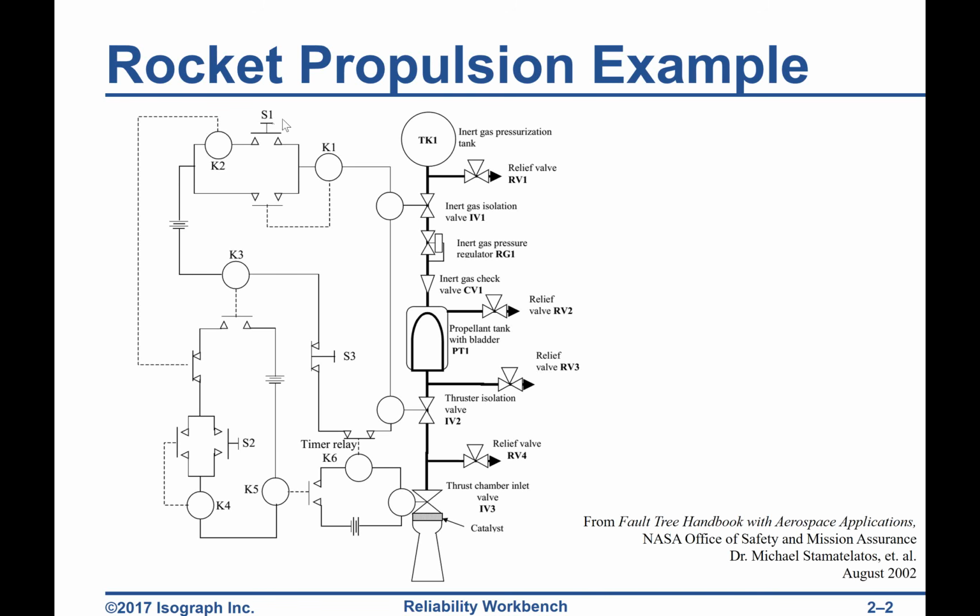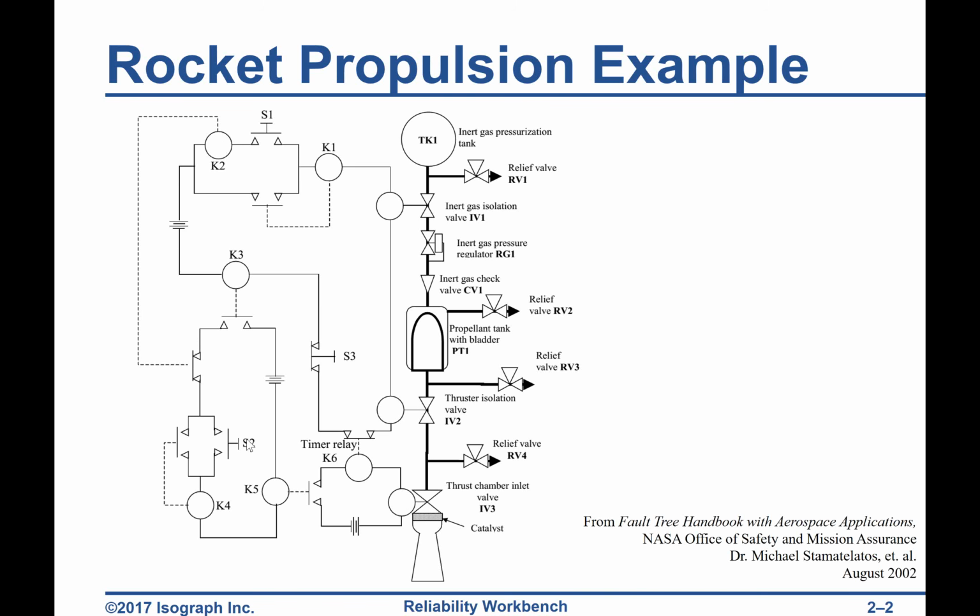The way they work is when you want to arm the system, you depress switch S1. If this is a manned spacecraft, the pilot would probably manually depress it. Otherwise, the computer system depresses switch S1, and that will complete a circuit on our arming circuit, which will cause the inert gas isolation valve, IV1, and the thruster isolation valve, IV2, to open. That allows the inert gas to flow into the bladder and start pushing the monopropellants towards the thrust chamber inlet valve. But at this time, IV3 remains closed, so the rocket will not yet fire.